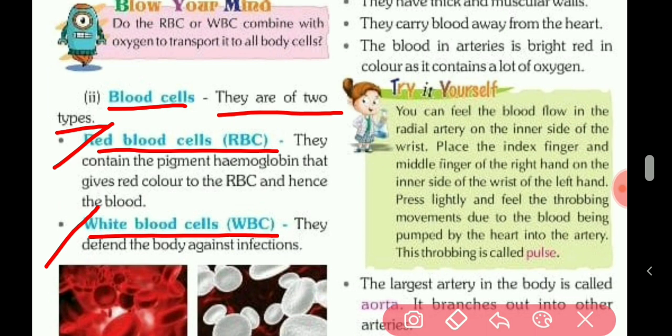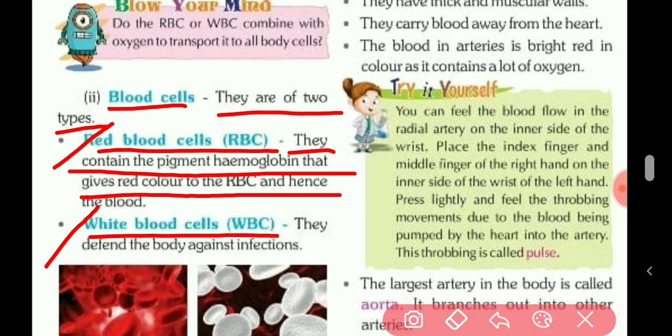What is red blood cells? They contain the pigment hemoglobin that gives red color to the RBC and hence the blood. So this is important. Why RBCs are red in color? Because they contain the pigment hemoglobin that gives red color to the RBC and hence the blood. The second one is white blood cells. They defend the body against infections. So what is our WBCs? WBCs, they help to fight with bacteria and protect our body.